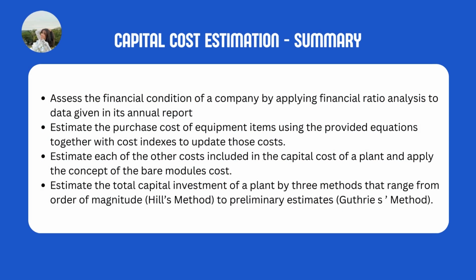For a summary of the capital cost estimation, we learn to assess the financial condition of a company by applying financial ratio analysis to data given in its annual report. We learn to estimate the purchase cost of equipment items using provided equations together with cost indexes to update those costs. We can estimate each of the other costs included in the capital cost of a plant and apply the concept of the bare module cost. We learn to estimate the total capital investment of a plant by three methods that range from order of magnitude, Hill's method, to preliminary estimates, the Guthrie method.